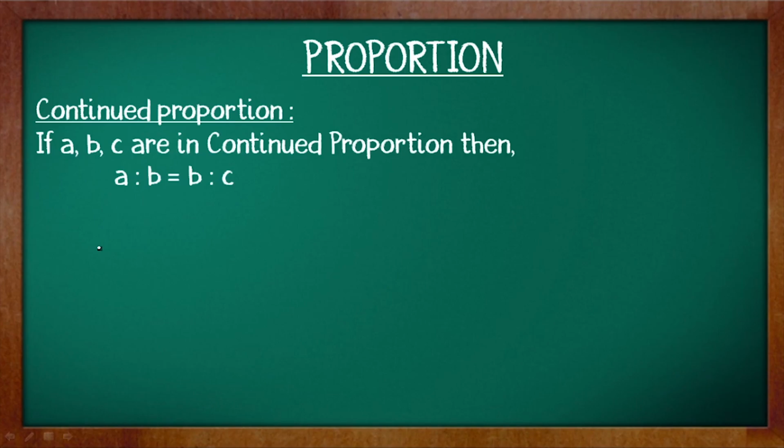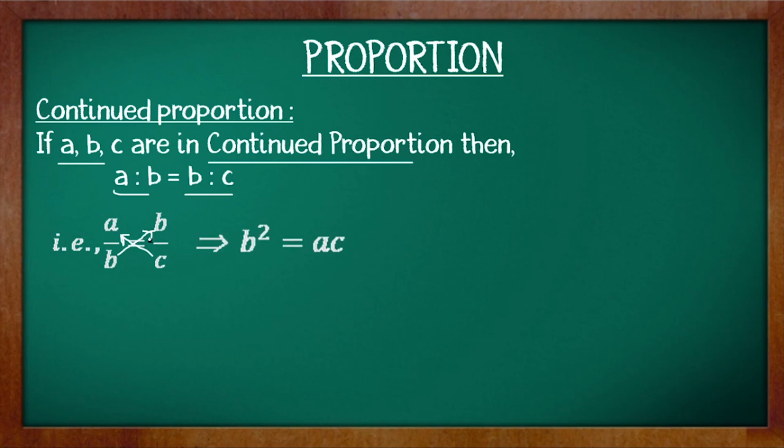Suppose now a, b and c are in continued proportion, what do we have? We have a is to b is equal to b is to c. If we change this into fraction form, what do we get? a by b is equal to b by c. If we cross multiply this, b into b gives us b square, and a into c is ac. So this is what we get: b square is equal to ac.